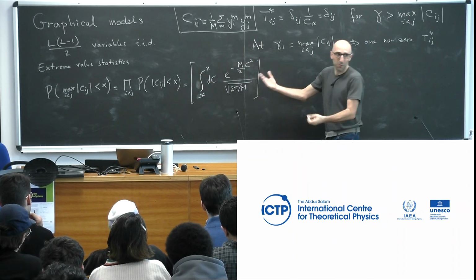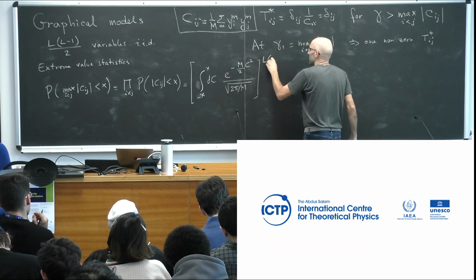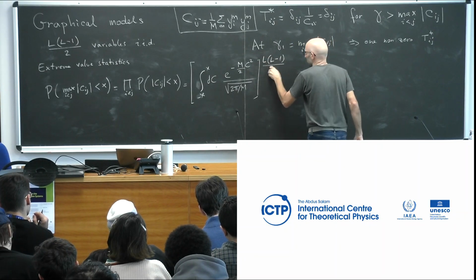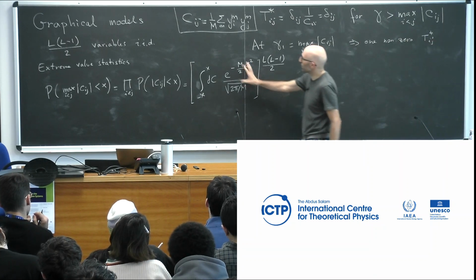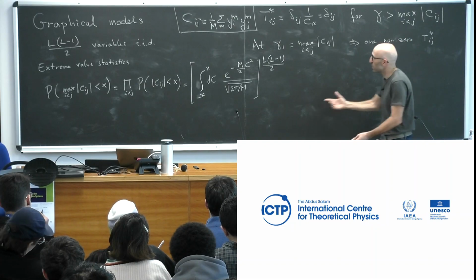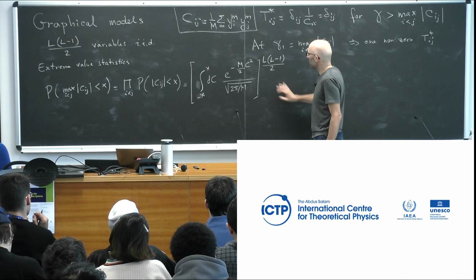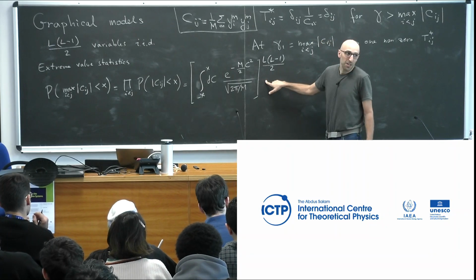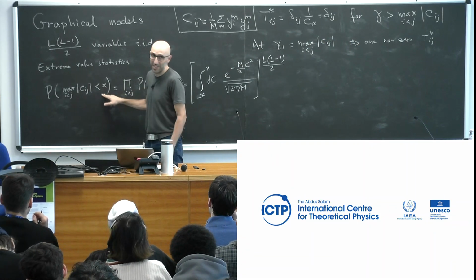And because they are all equal, and there are L times (L minus 1) over 2 of them, I will have this object to the power L times (L minus 1) over 2, because they are all identically distributed. So now this is the probability that the maximum is smaller than x.